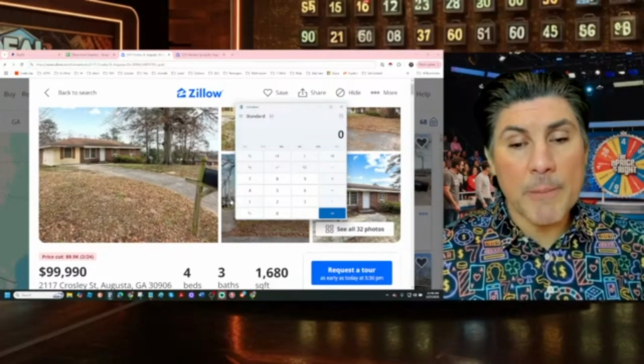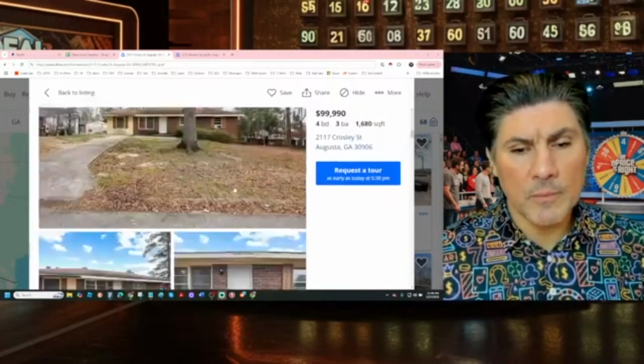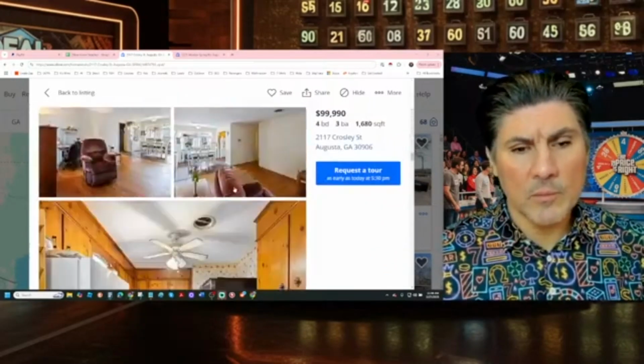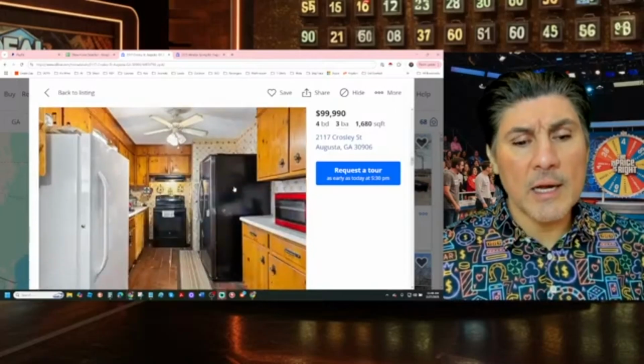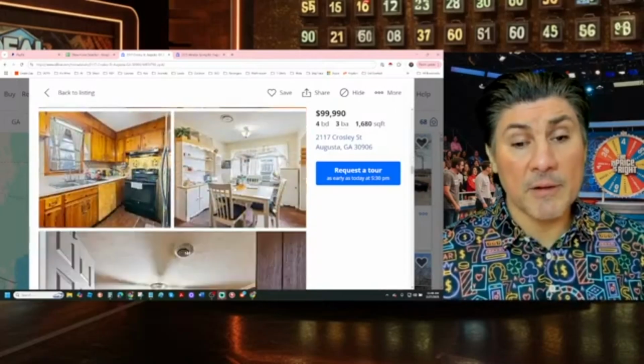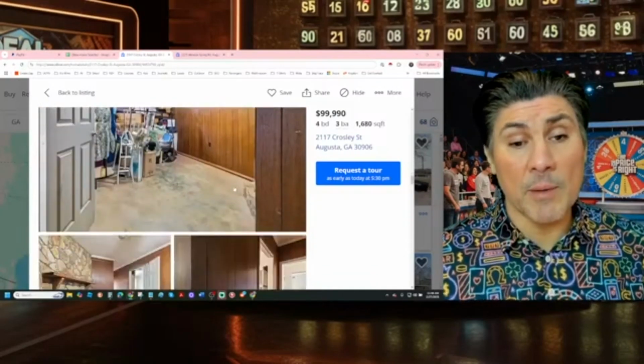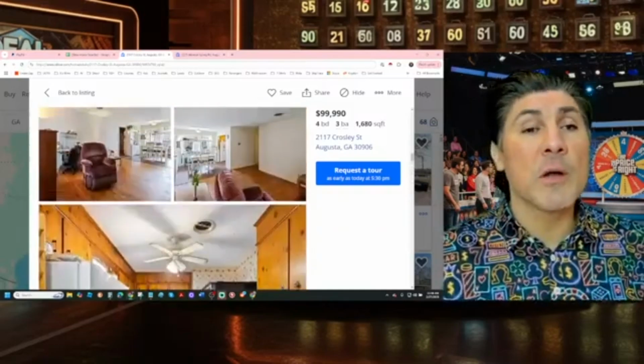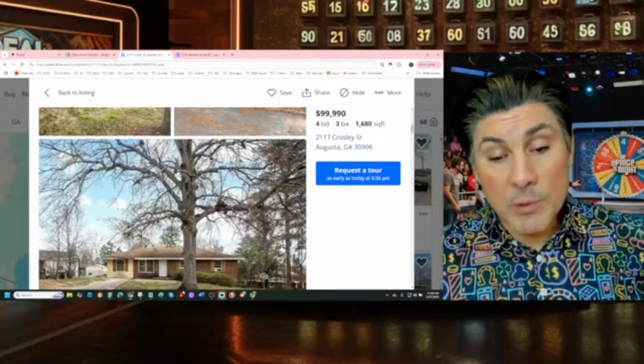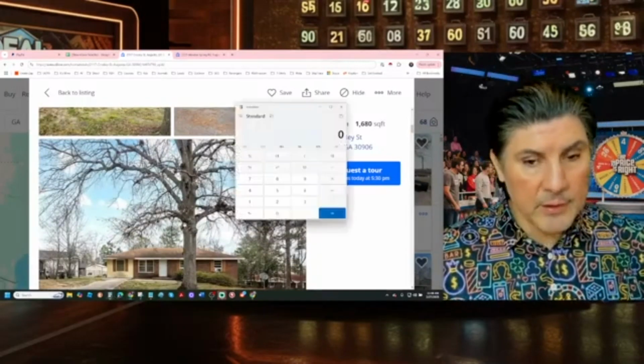In this case, this property doesn't look like a gut job, but it definitely needs to be rehabbed and remodeled, okay? So let's go over those numbers when it comes to repairs. When it comes to repairs, and I'm going to pull out my calculator again.